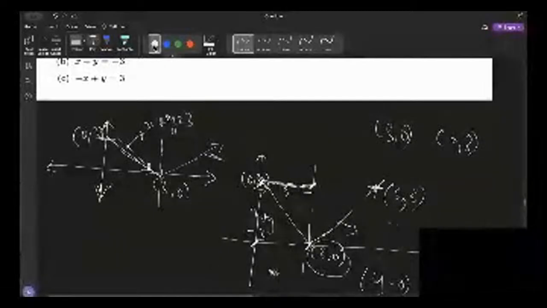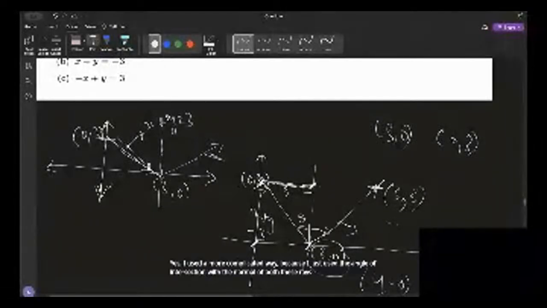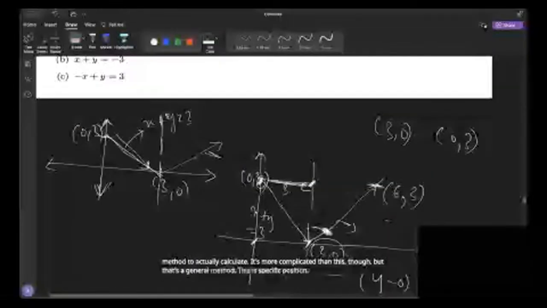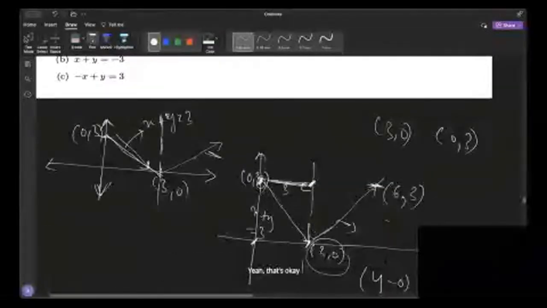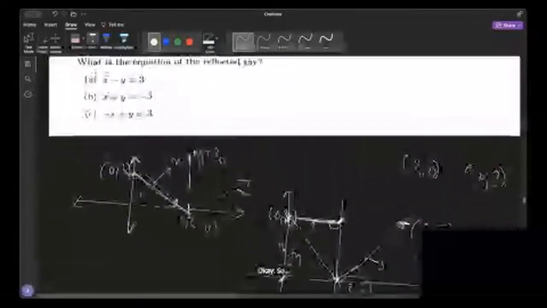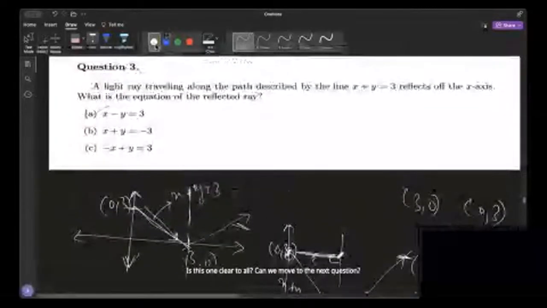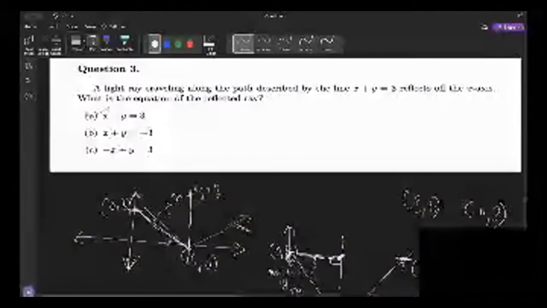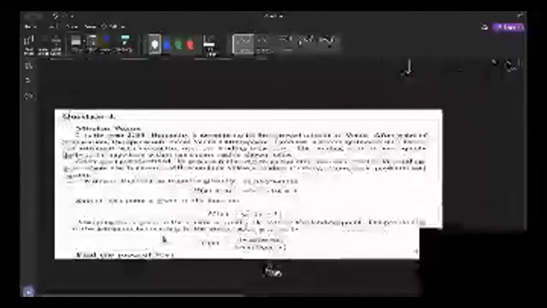Yes, if I use the more complicated way, I use the angle of intersection, where the angles with the normal of both these rays are the same, and I use that method to actually calculate. It's more complicated than this, but that's a general method. This is specific. Yeah, that's okay. So is this one clear to all? Can we move to the next question? Yes, ma'am. Okay.